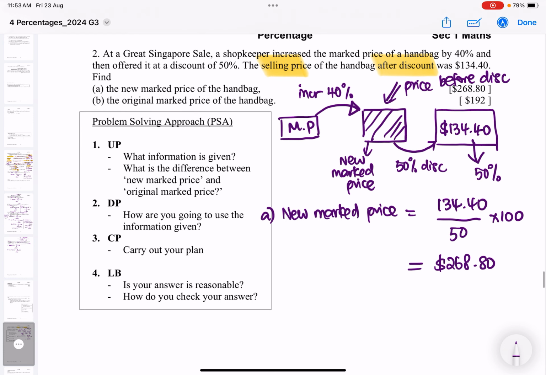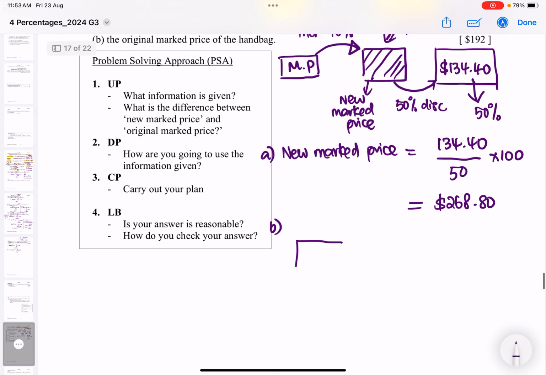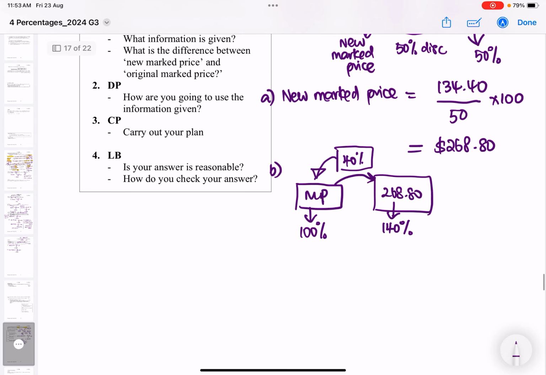Then the question wants us to find the original marked price. So remember, there was the original marked price, and then he increased it by 40% to say that now it became 268.80. Now when he increased it by 40%, it's 40% of this amount, which means this is the 100%. If he increased it by 40%, it means it became 140%. So the same 268.80 for this part of the question, instead of representing 100%, is actually representing 140%.